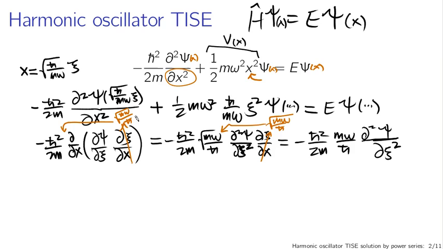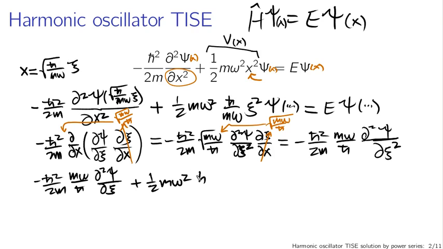So the overall equation I get now is minus h bar squared over 2m, m omega over h bar, second partial of psi with respect to xi, plus 1 half m omega squared, h bar over m omega, xi squared psi, equals e psi. And this is good because we can do some cancellations. We can, for instance, cancel one of the omegas here, and we can cancel the m. We can also cancel an m here and one of the h bars.